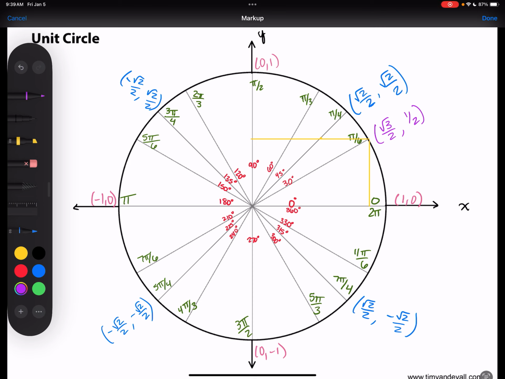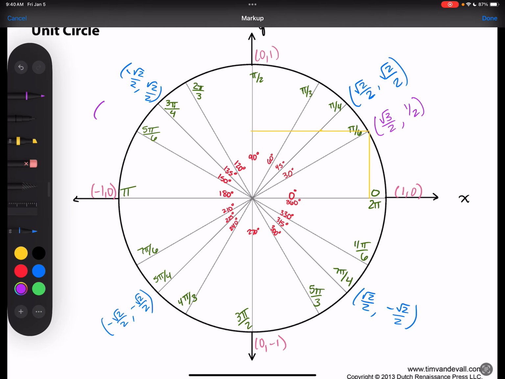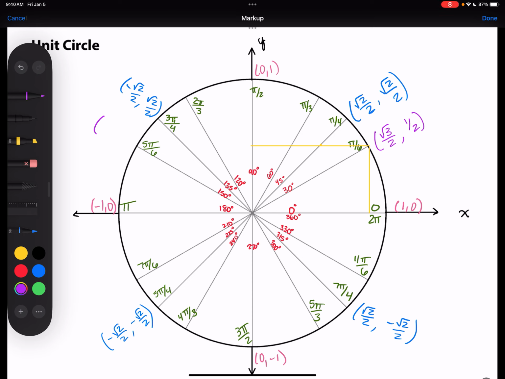So all the pi over 6s, the ones that actually have a denominator of 6, obviously we count it around and you can count all the other ones, but the ones that have a denominator of 6 are going to have the same numbers, but the signs are going to change just like they did with the root 2 over 2s for the pi over 4s. So over here at 5 pi over 6, x is negative, y is positive, so it's going to be negative root 3 over 2 and positive 1/2.